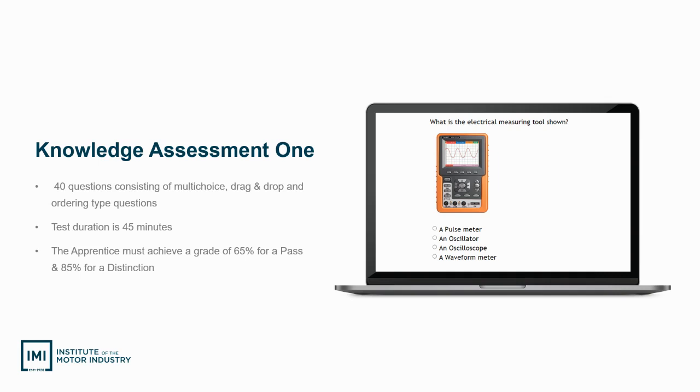Knowledge Test 1 consists of 40 questions. These questions will be in several formats. This will include multi-choice, drag and drop, and ordering type of questions. The apprentice will be allocated 45 minutes to complete the knowledge assessment. The grading for this assessment is 65 to 84% to achieve a pass and 85 to 100% for a distinction grade.